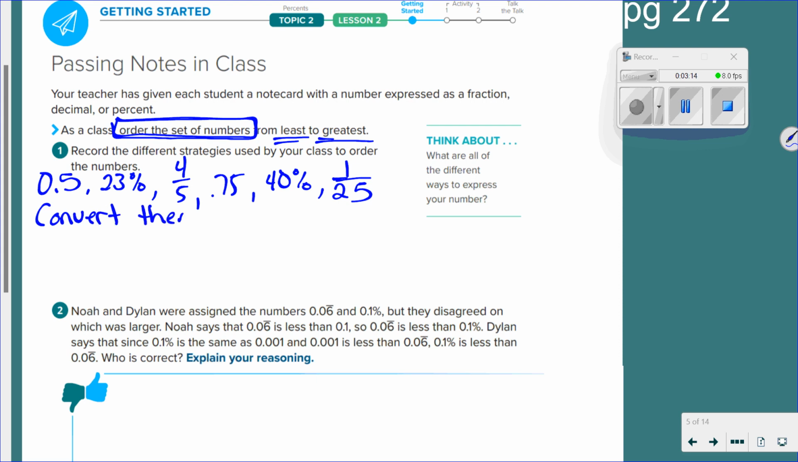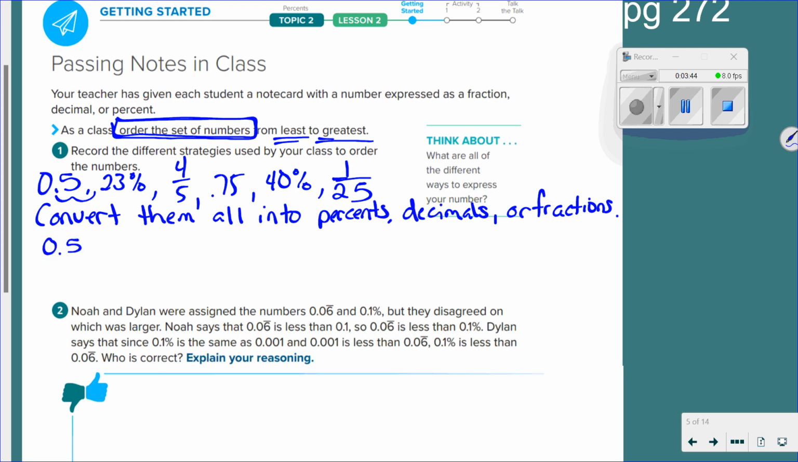Convert them all into percents, decimals, or fractions. So I'm going to do percents. How do I turn a decimal into a percent? We talked about it last class. Move it to the right 2 times. So 0.5 becomes 50%. Then I have 23%. Then I have 4/5.